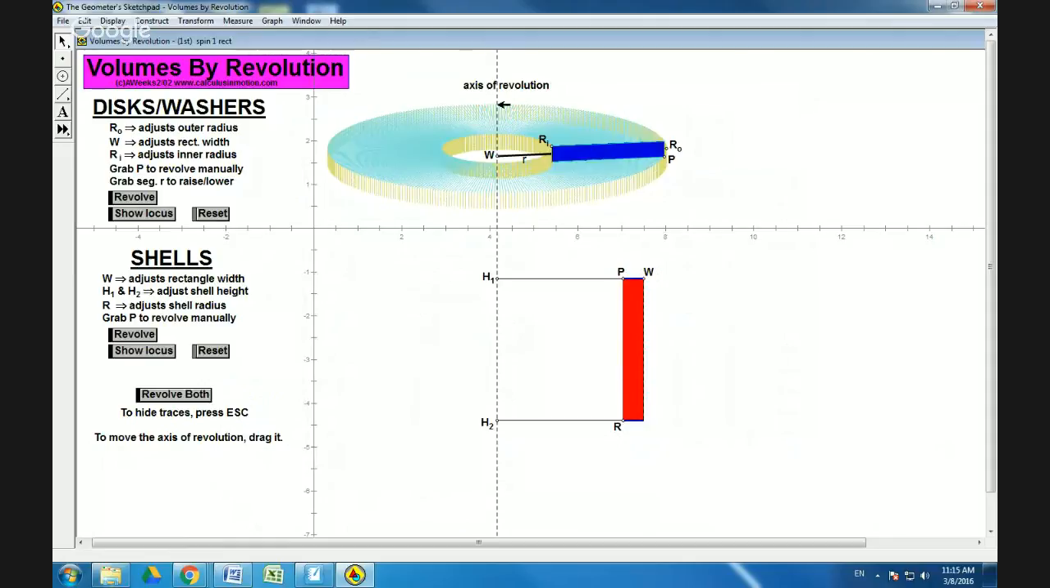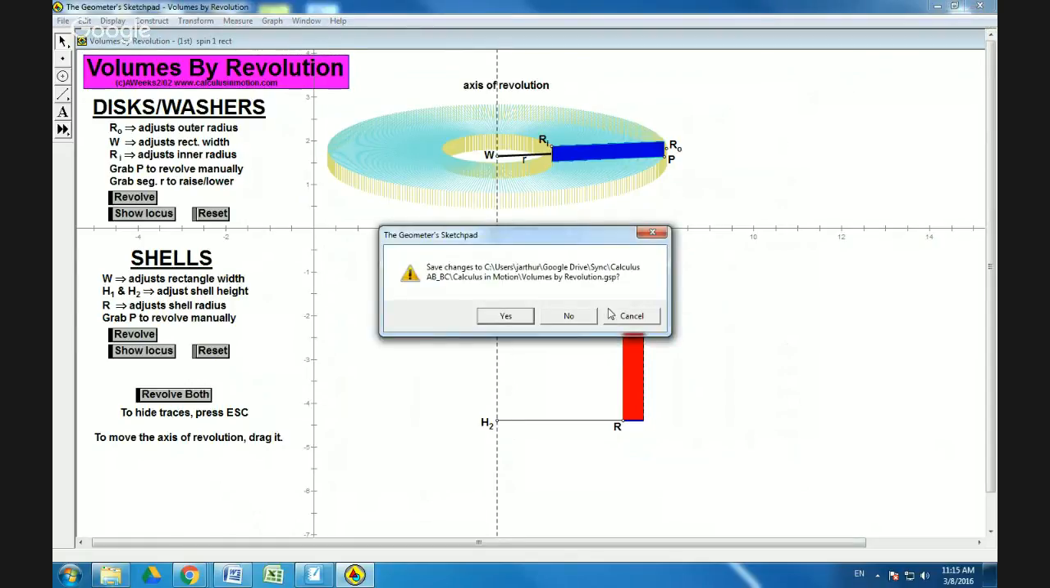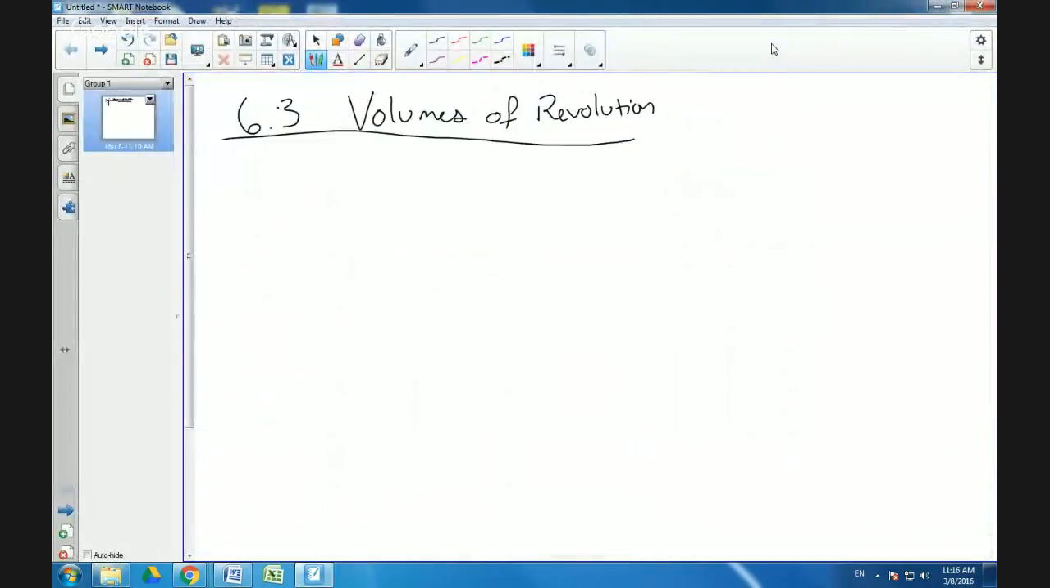So what shape did this make? You said a circle, right? We're going to use that area formula of a circle to build our volumes. It's just like the volumes on the base that we have been studying. So let's talk volumes of revolution.